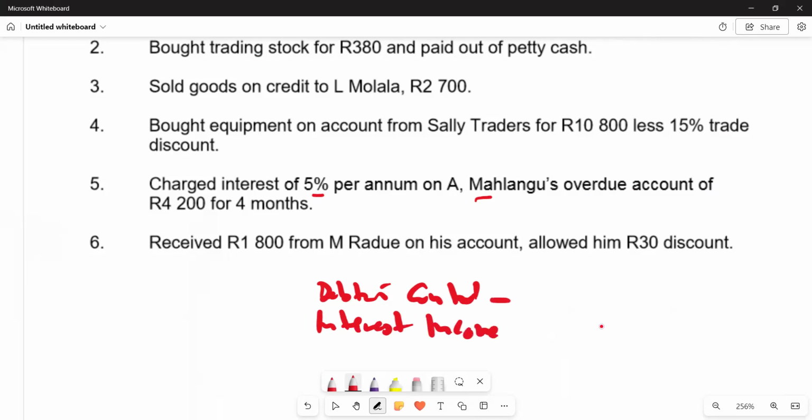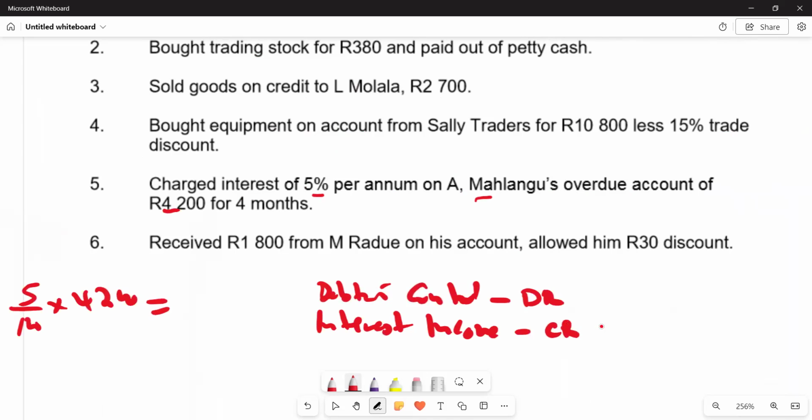And obviously, this is going to increase the amount Mahlangu is owing. So we debit the debtors control, and all income accounts are credited. This is an interest income account, so it's an income account, it's credited. We know that all income accounts are credited, then expense accounts are debited. So here we credit. Then the amount that we are supposed to put there: the overdue account is 4,200, and the interest is 5%. So basically we are saying 5 over 100 times 4,200. And we try to calculate that one.